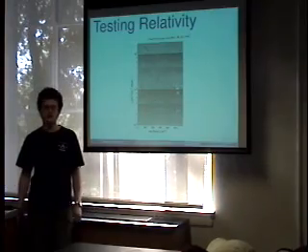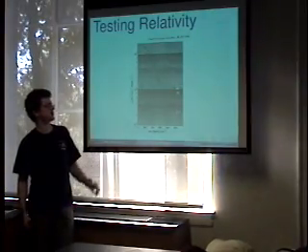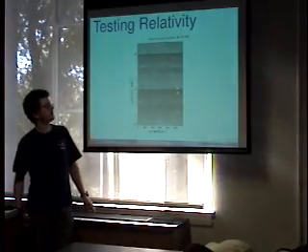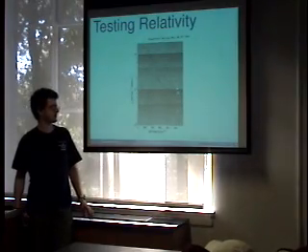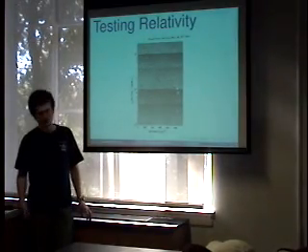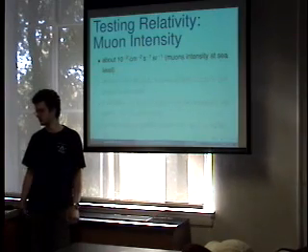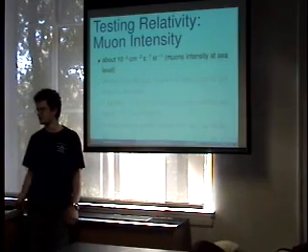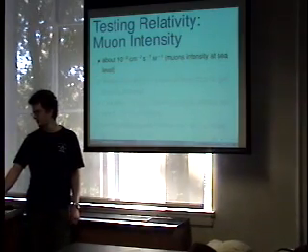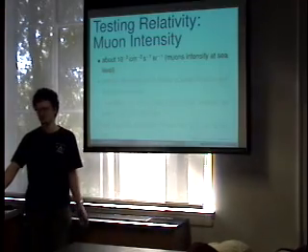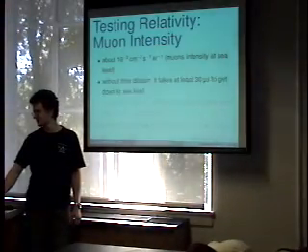So another thing we can look at is muon intensity. This is a chart from the lab guide of the intensity of muons at different atmospheric depths. At sea level, it looked to be about 10 to the minus 2 muons per centimeter squared per second per steradian.